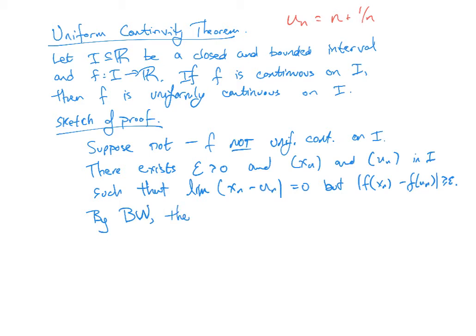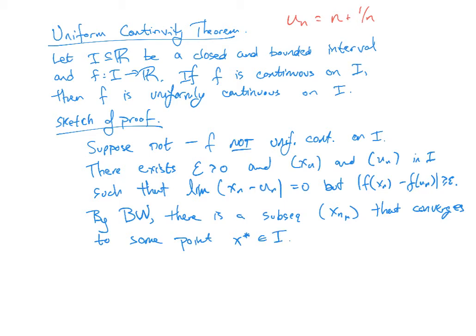there is a subsequence x_{n_k} that converges to some point x star in the interval. Again, Bolzano-Weierstrass just needs bounded, but if you want the limit to be in the interval, you also need closed.